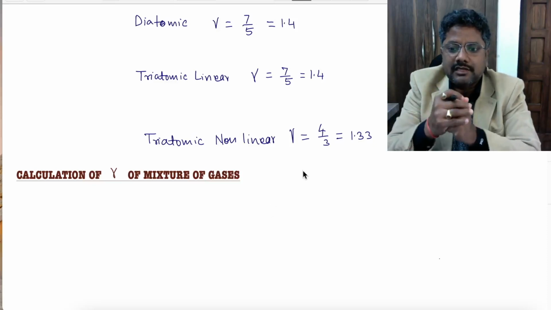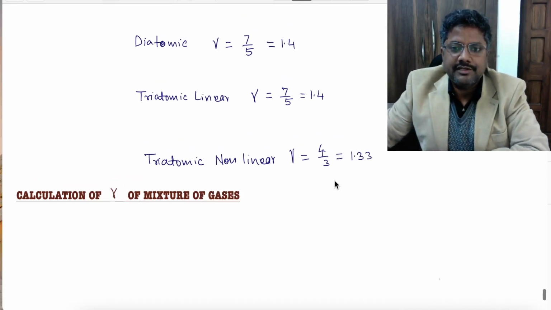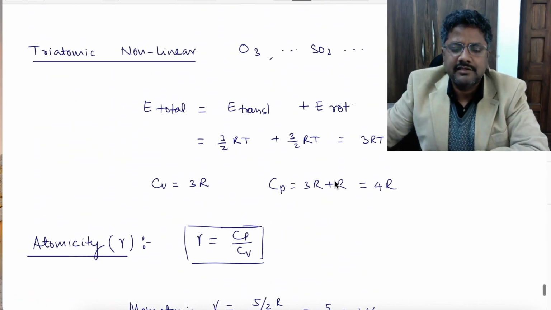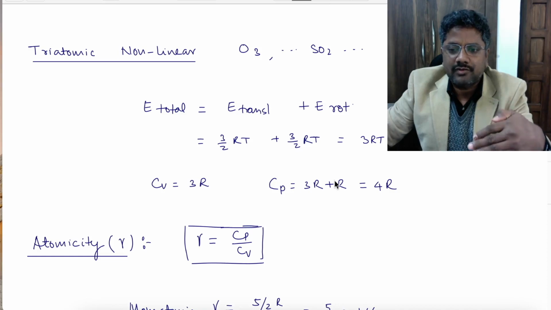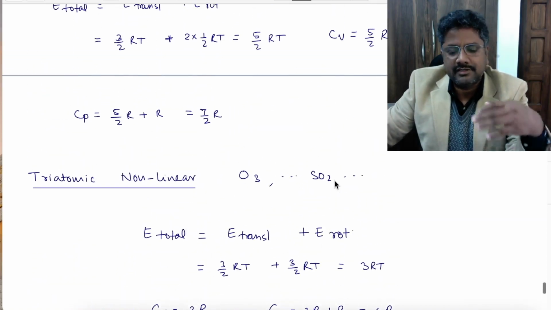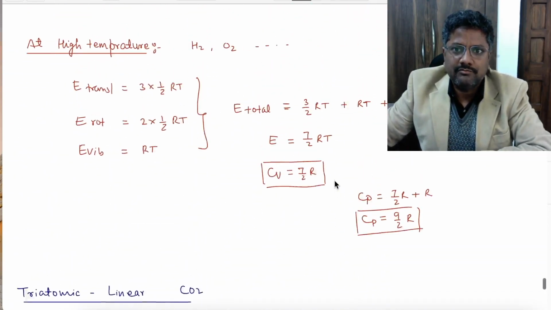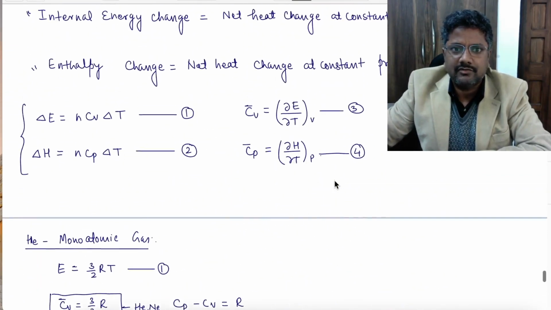Dear students, in the last lecture, we discussed atomicity, that is, how to calculate gamma for different gases. In most cases, I calculated Cp and Cv by considering only translational and rotational contributions. If the examiner asks you to consider vibrational also, then you have to consider it. Otherwise, leave out the vibrational, because its contribution is low compared to translational and rotational, right? So I think it is clear to all of you.